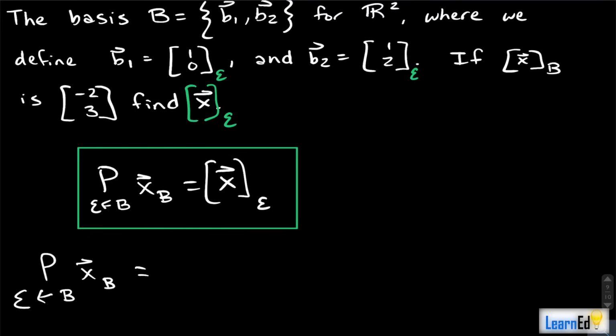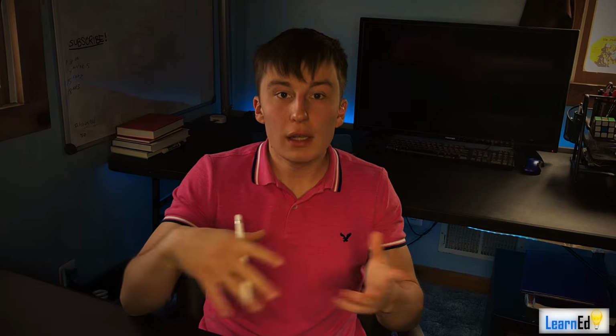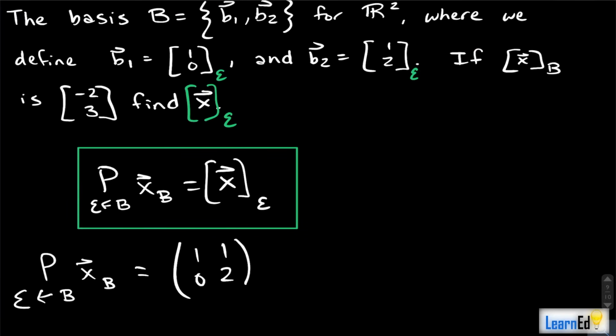We say that this is equal to the matrix 1, 0, 1, 2. Now you have two vectors that will take something relative to B and convert it to something relative to E. That's why these are so nice. If your two standard basis vectors were described as B1 and B2, relative to your basis B, then it would be flipped. Then it would be the change of coordinates matrix from the standard basis to basis B.